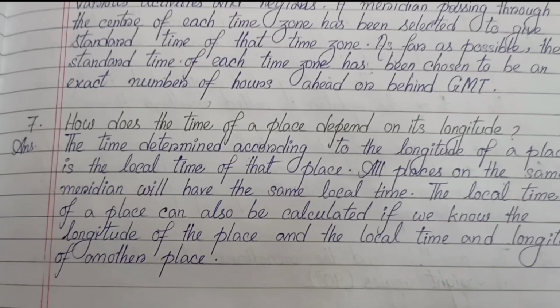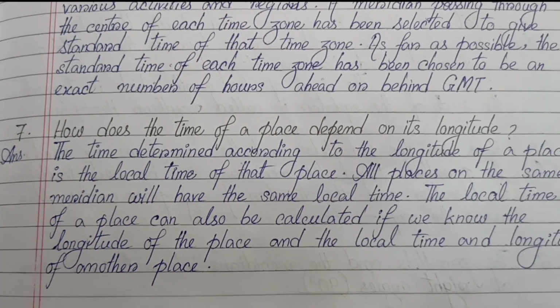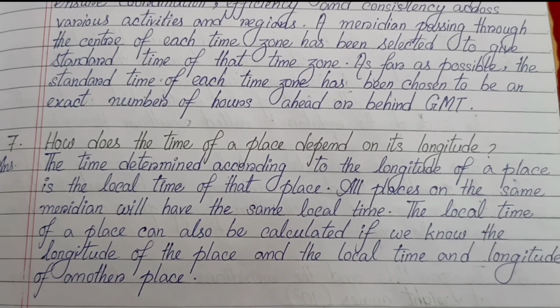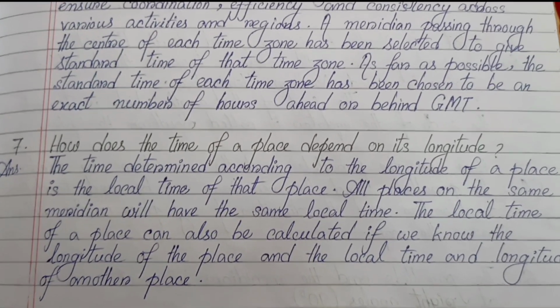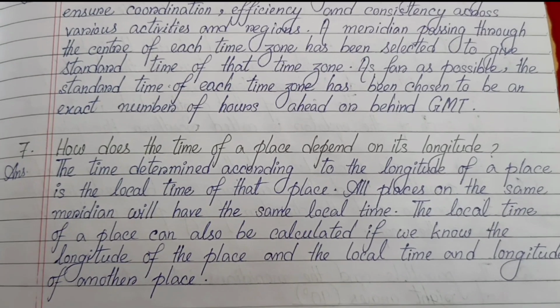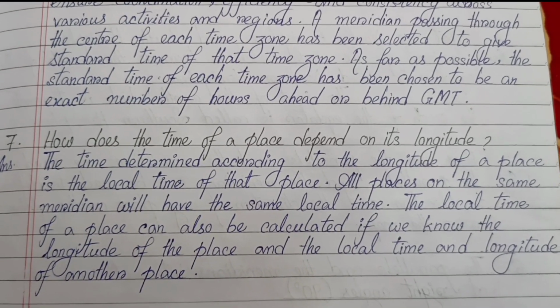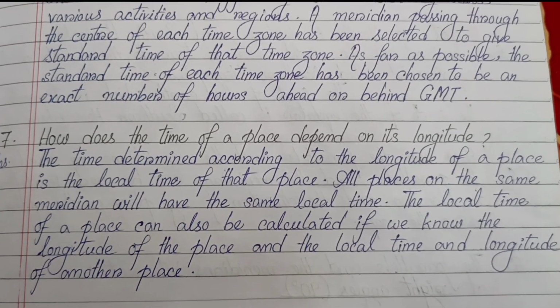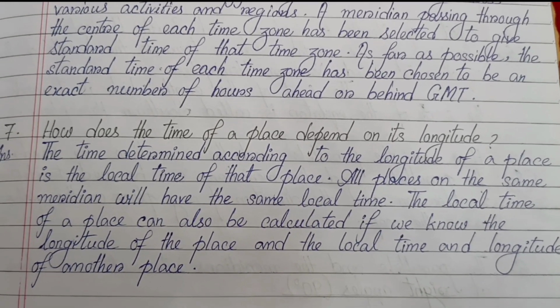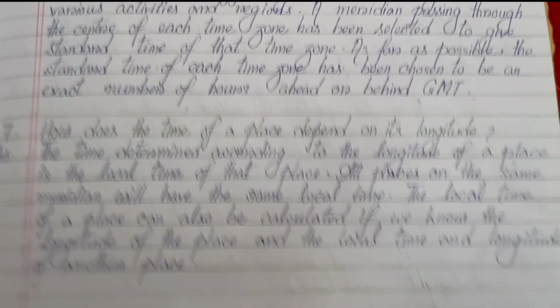Number 7. How does the time of a place depend on its longitude? The time determined according to the longitude of a place is the local time of that place. All places on the same meridian will have the same local time. The local time of a place can also be calculated if we know the longitude of that place and the local time and longitude of another place.